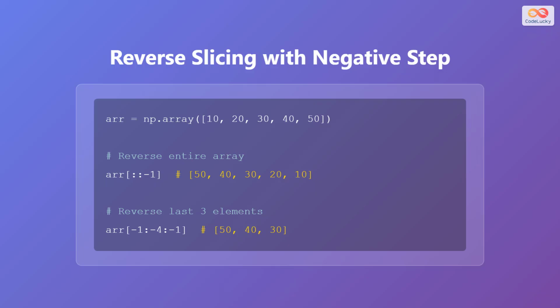Negative indices work seamlessly with negative step values to reverse arrays. To reverse an entire array, use r[::-1]. This returns 50, 40, 30, 20, 10 in reverse order. For more control, you can reverse specific sections. The slice r[:-4:-1] starts at the last element and moves backward, stopping before index -4. This returns 50, 40, 30. Negative steps combined with negative indices give you powerful control over array traversal direction.